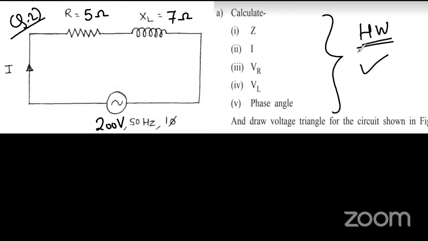Check it. Resistor is 5 ohm, XL is 7 ohm, total voltage is 200 volt. Find all the parameters. This is question number 2. So any doubt anyone in the homework? Sure, everyone will get it.